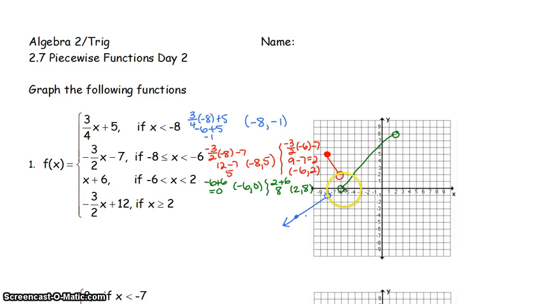You also can use your slope. You know you have a slope of 1, so it's going to be up 1, right 1, up 1, right 1. And you can see how my line isn't that straight.